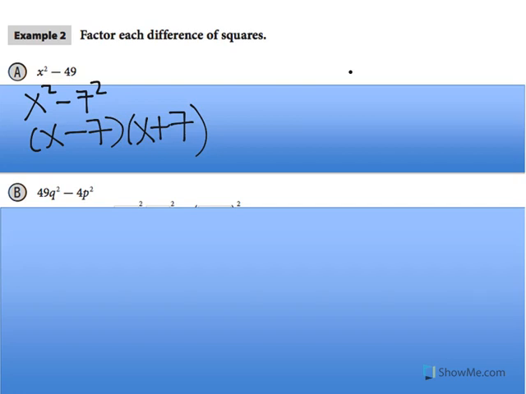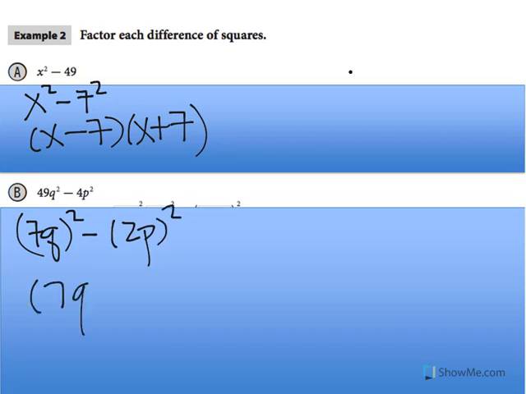Right? So for part B, similar to A, for 49, we can write it as 7q quantity squared. Minus 4 is 2 squared, so this is 2p quantity squared. So a squared minus b squared becomes 7q minus 2p times 7q plus 2p.